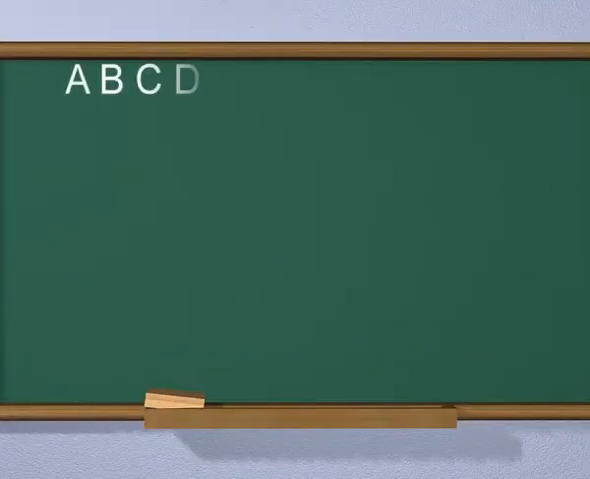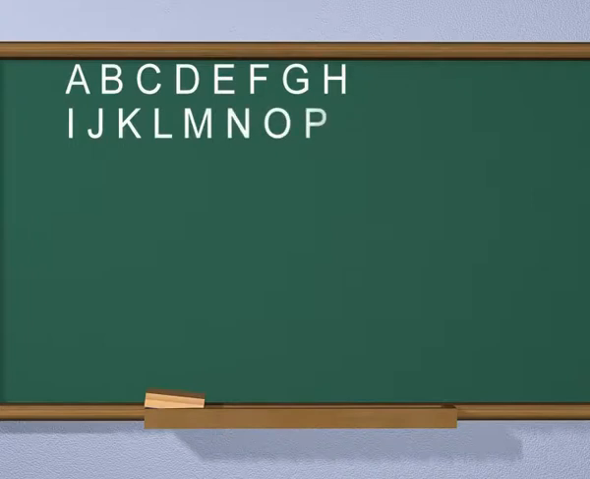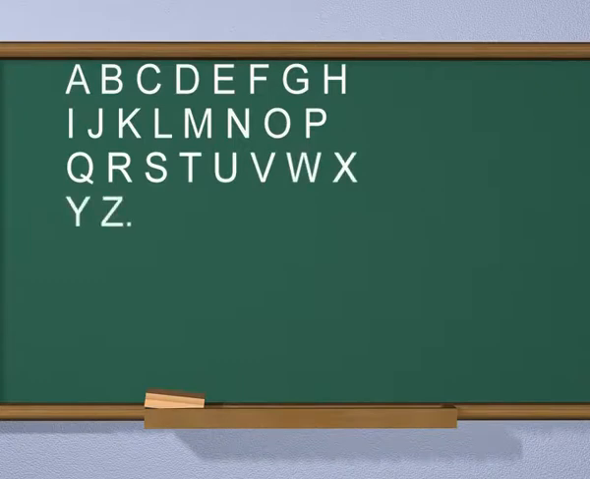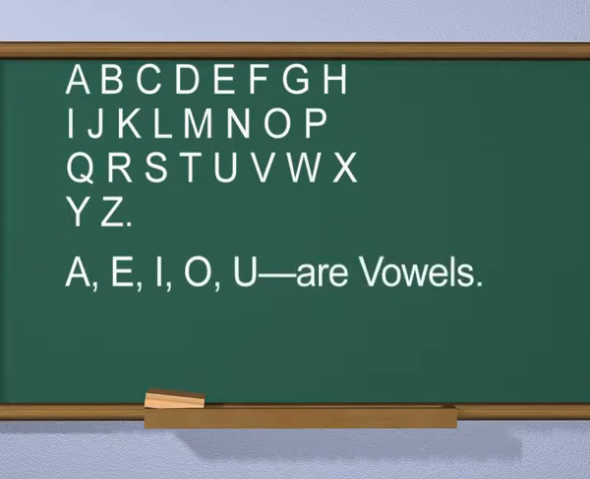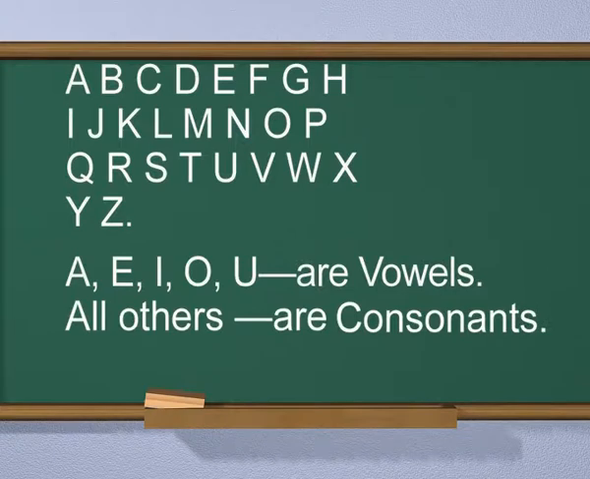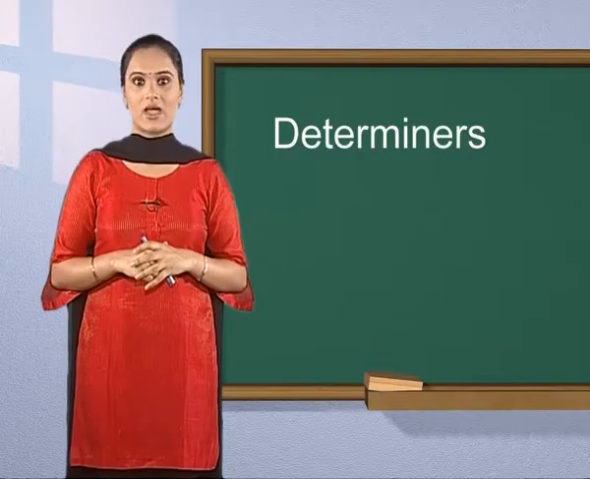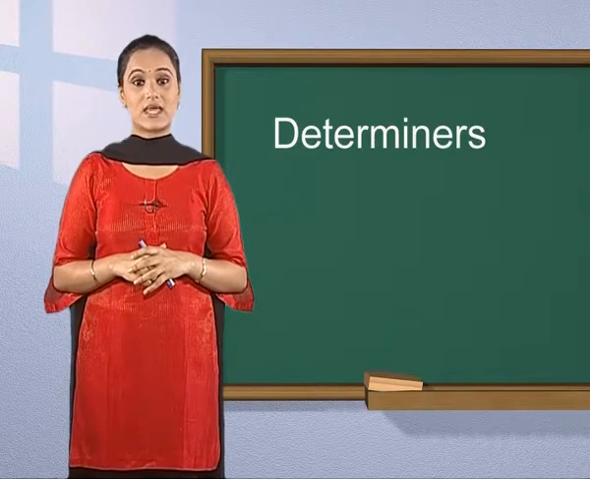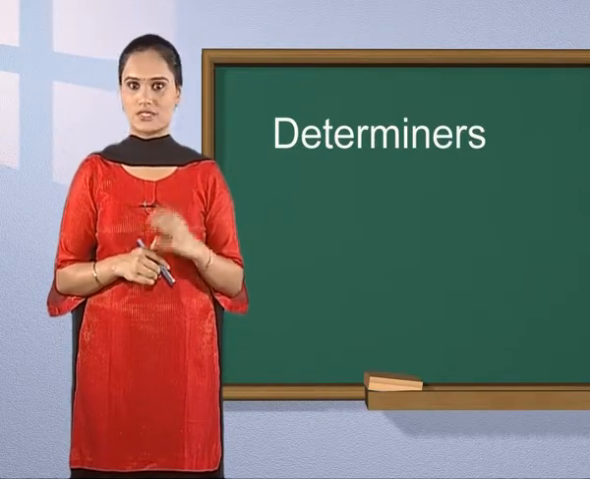A, B, C, D, E, F, G, H, I, J, K, L, M, N, O, P, Q, R, S, T, U, V, W, X, Y, Z. A, E, I, O, U are vowels. All others are consonants. So we have 5 vowels and 21 consonants. I have just reminded you, so that there is no problem while recognizing their initial sounds.